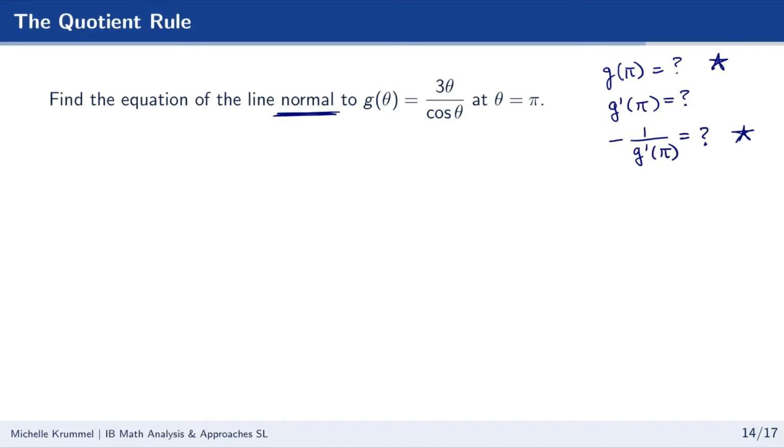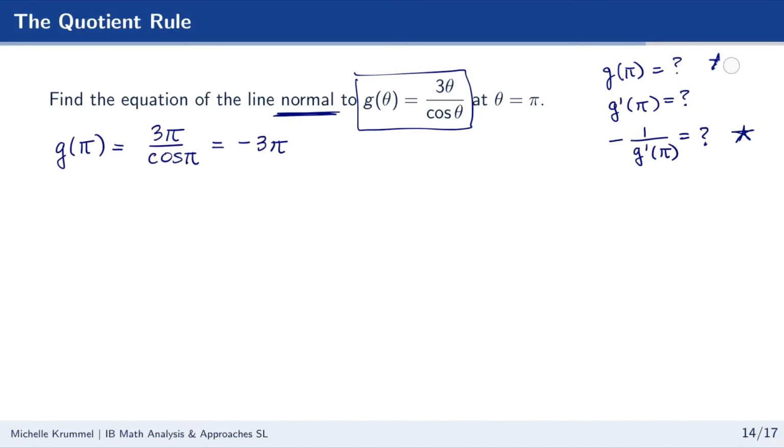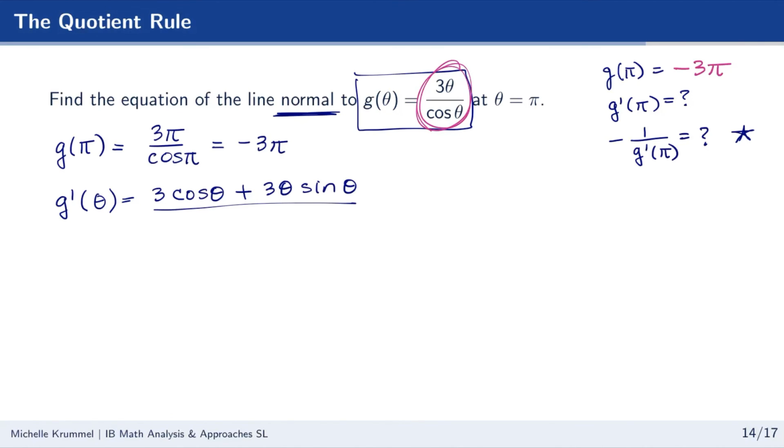Let's start by finding g of pi. For g of pi, we simply need to substitute pi in for theta in the equation for g of theta. So g of pi equals 3 pi over cosine pi. Cosine of pi is negative 1, so this is equal to negative 3 pi. So we've got that, negative 3 pi. Now let's find g prime of pi, but before we can do that, we have to find g prime of theta. And for that, we're going to use the quotient rule. Okay, so it's the derivative of the top, which would be 3, times the bottom, minus the top, times the derivative of the bottom, which is negative sine theta, over bottom squared.